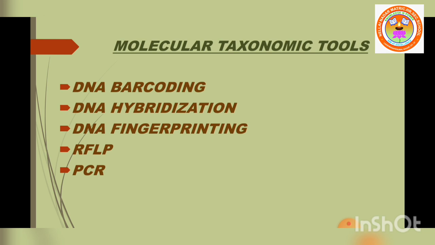Restriction fragment length polymorphism, RFLP, analysis: differences in homologous DNA sequences that can be detected by the presence of fragments of different lengths after digestion of the DNA samples. And polymerase chain reaction, PCR sequencing, to amplify a specific gene or portion of a gene, are used as taxonomic tools. So these are all the molecular taxonomical tools: DNA barcoding, DNA hybridization, DNA fingerprinting, RFLP and PCR.